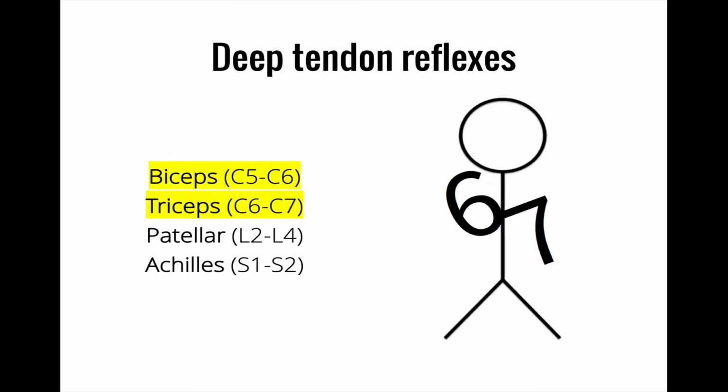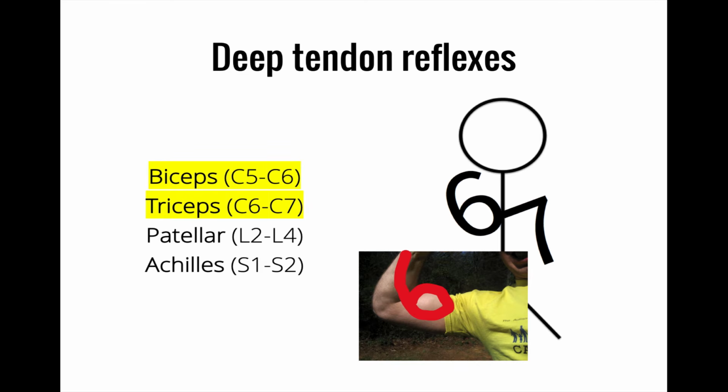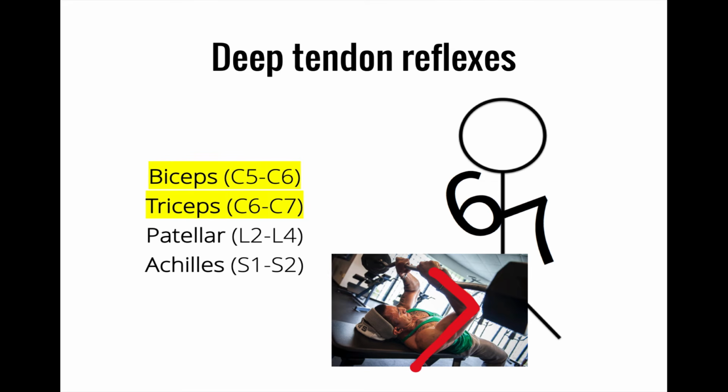For the biceps and triceps, draw a stick figure but use the numbers 6 and 7 instead of arms. The 6 looks like someone flexing their bulging biceps, while the 7 looks like somebody showing off their triceps.